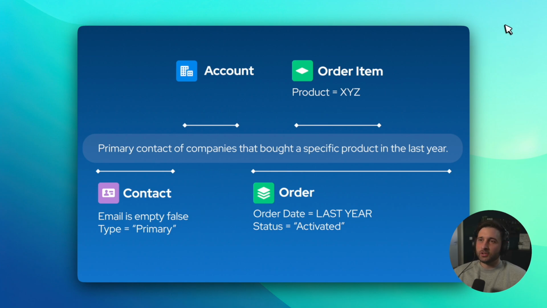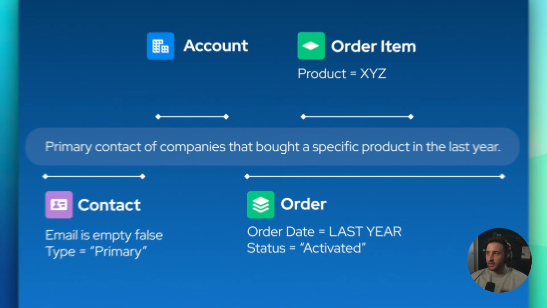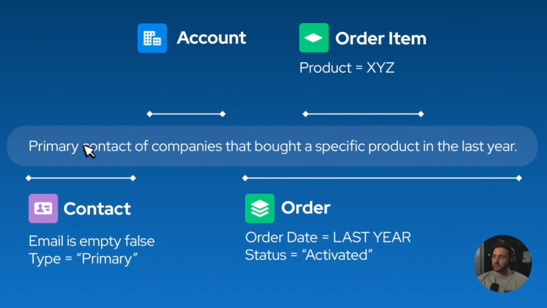So looking at the action itself, there's one priority topic in scope, and that's the segmentation of a specific audience. And the audience is primary contacts of companies. So in Salesforce terms, we already know we need contact data for segmentation, because these are the actual records that we want to send our email campaign to, of companies, which are our accounts, and that bought a specific product in the last year.